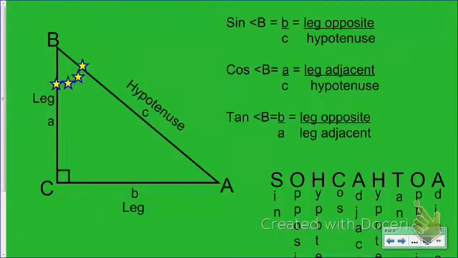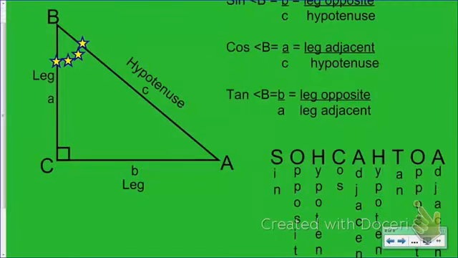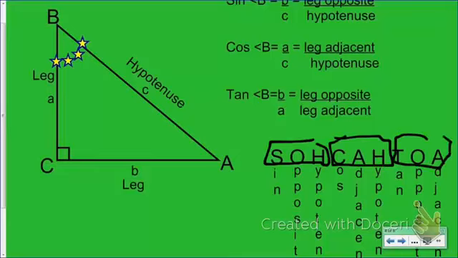Okay, now there's a way to memorize this, and it's called SOHCAHTOA. So maybe you've heard some of the students in other math classes talk about SOHCAHTOA. What that means, they're like three separate words: SOH, CAH, and TOA. This is how you can memorize the ratios.